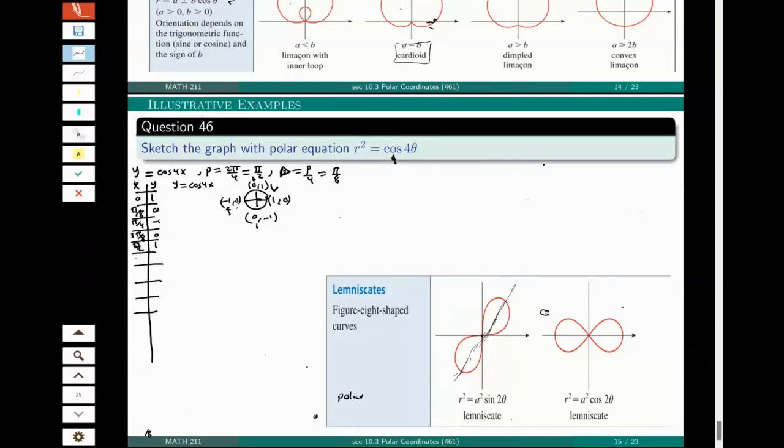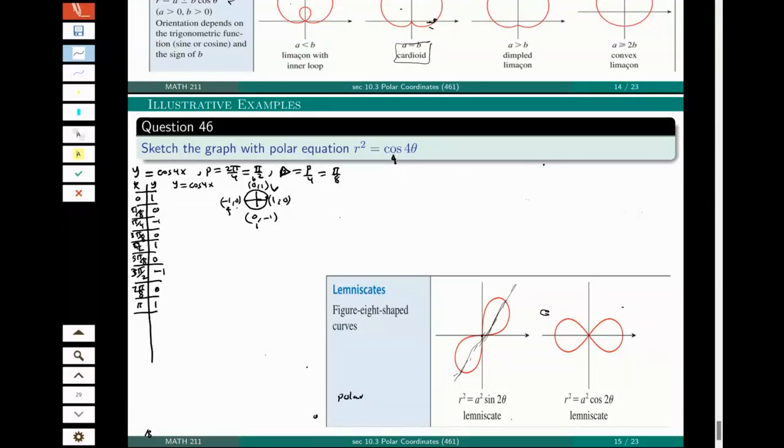This is 0, pi over 8, pi over 4, 3 pi over 8, pi over 2. Then 4 pi over 8, 5 pi over 8, 6 pi over 8, 7 pi over 8, and 8 pi over 8, which is pi. So I'll get here 1, 0, minus 1, 0, 1. So we said 1, then 0, then minus 1, then 0, then it will be 1.